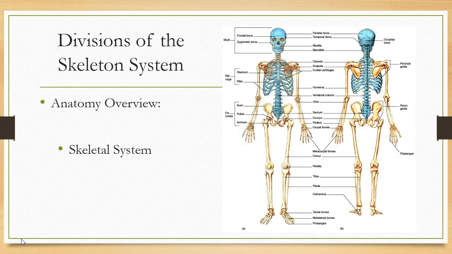Here is a quick picture of the divisions here. The blue will be the axial. The yellow tinted will be the appendicular.